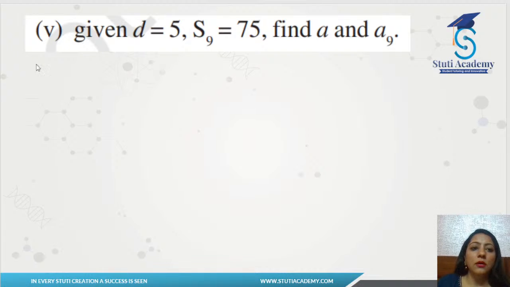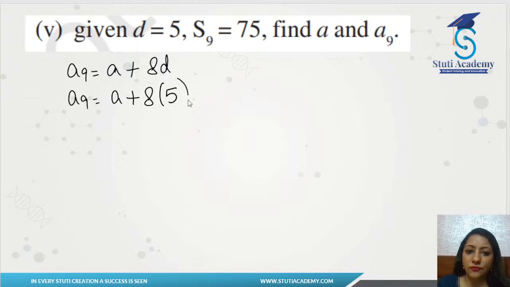Now let us solve the next one. Given d is equal to 5, S9 is equal to 75. We have to solve for a and a9. So let us try this one. D is 5 here, Sn is 75. Now here we can apply a9 here. a9 we need to solve for. That is a plus how much? 8d. So we know here a9 is a plus 8 times of 5. So a9 here is a plus 40. This can be written as a plus 40.